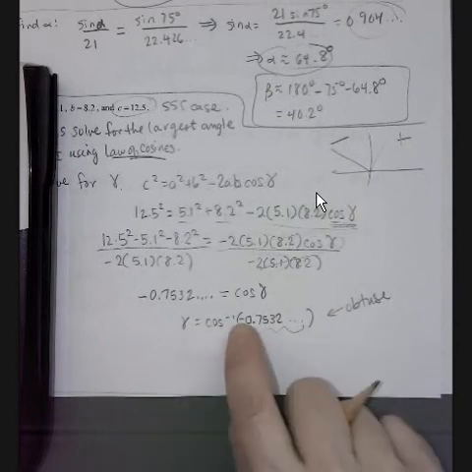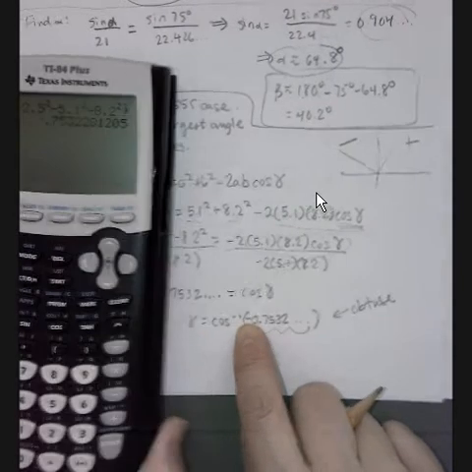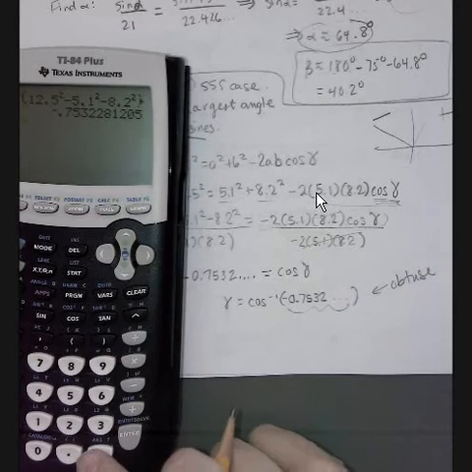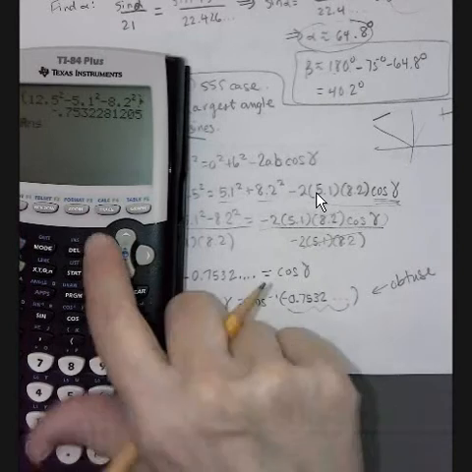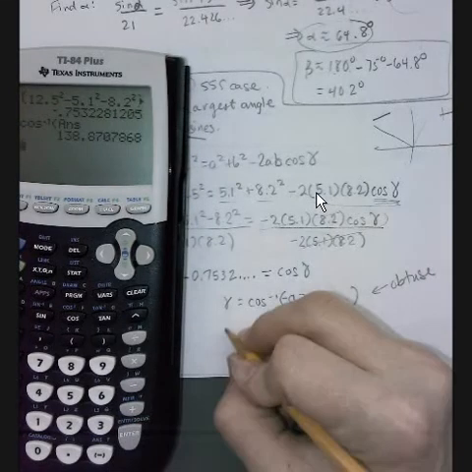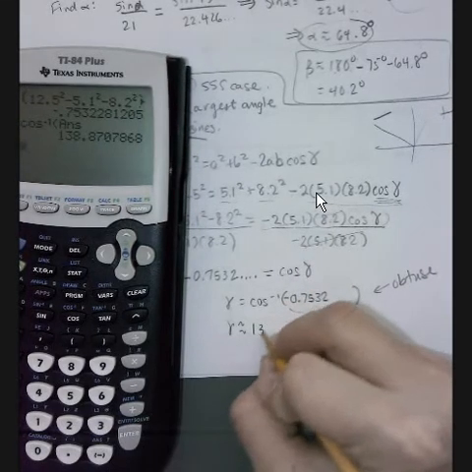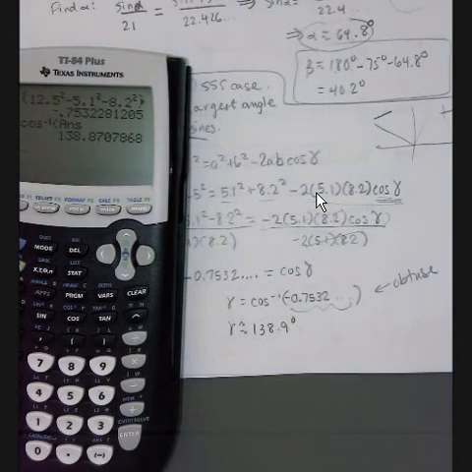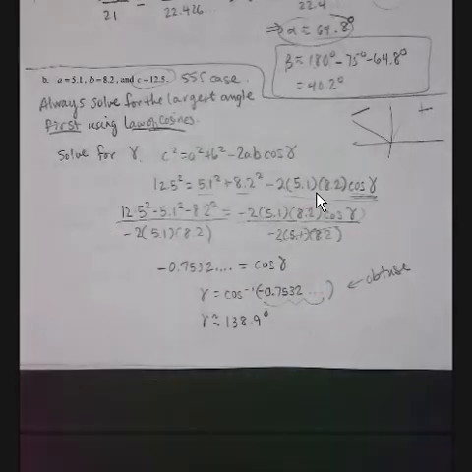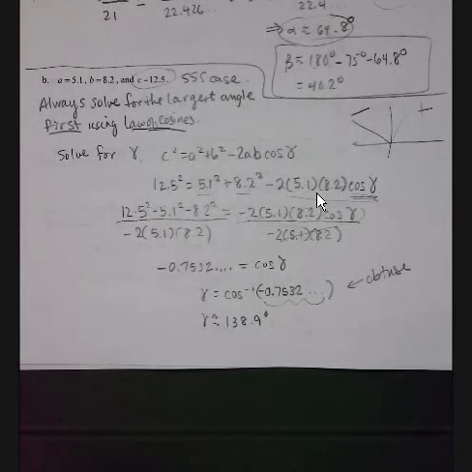So the sign is very important. If you get the wrong sign, you're going to get the wrong angle. So, whoops, I want to do cosine inverse of the answer. So gamma is approximately 138.9 degrees. At this point, we need to find alpha or beta, using law of sines or law of cosines. That's totally up to you.